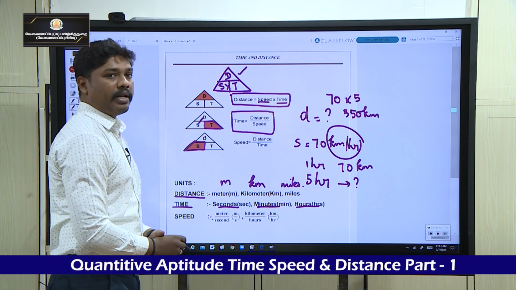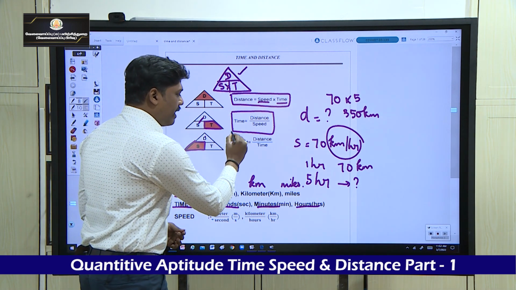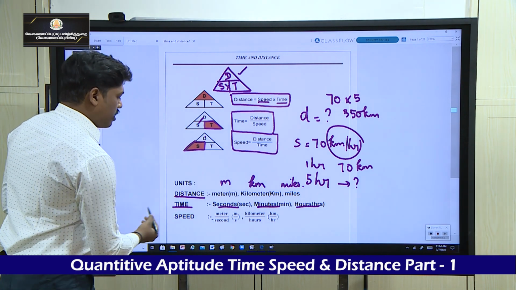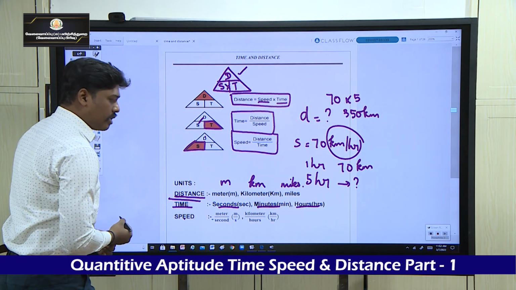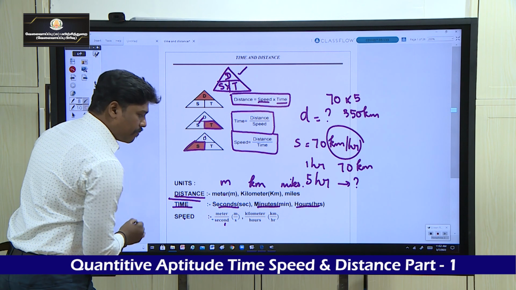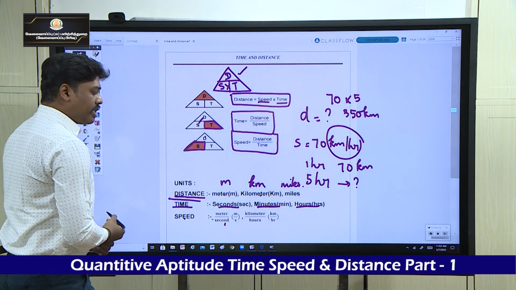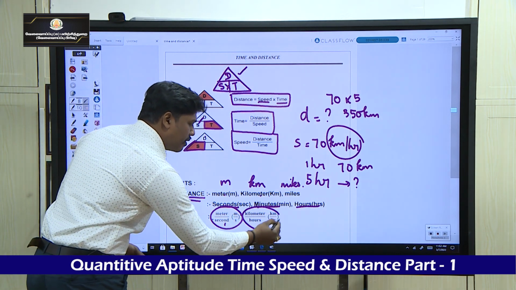What about speed? How can you measure speed? Speed is distance by time taken. So it is measured in meter per second and kilometer per hour.